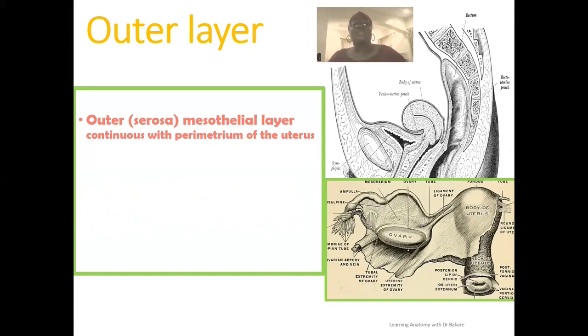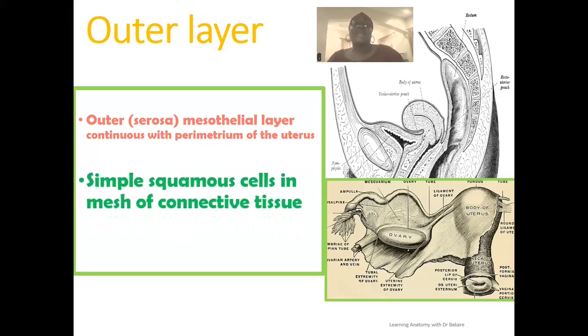But just for us to know at this point, the outer layer, which is the serosal layer, is structurally made up of simple squamous type of epithelium in a mesh of connective tissue. So you have simple squamous cells, which are flat cells, merged in connective tissue. This is what you see in the outer covering of the cervix. This outer serosal layer is not seen in the entire region of the cervix, and I would be explaining this.